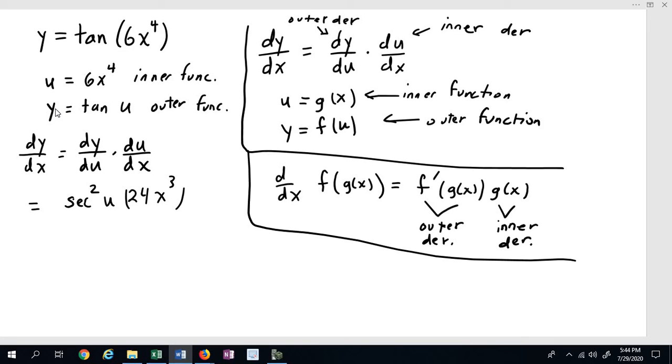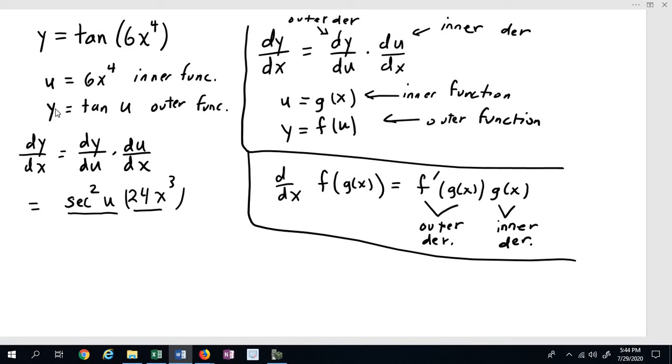Now, by the way, this piece here is called your outer derivative, dy du. So this is your outer derivative here. And this is your inner derivative, du dx.